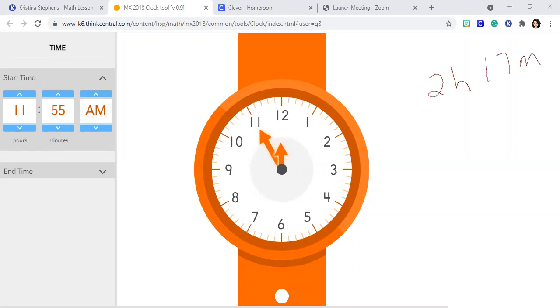Okay, so if 2 hours and 17 minutes go by, I am going to look at the 11. It's 11 a.m. Think about what's about to happen. When you're getting really close to noon, it goes from a.m. to p.m., right? So I'm going to go over here to the hour, and I'm going to increase it by 2 hours. 1, 2. And look at that. Did you guys see that? That flipped from a.m. to p.m.